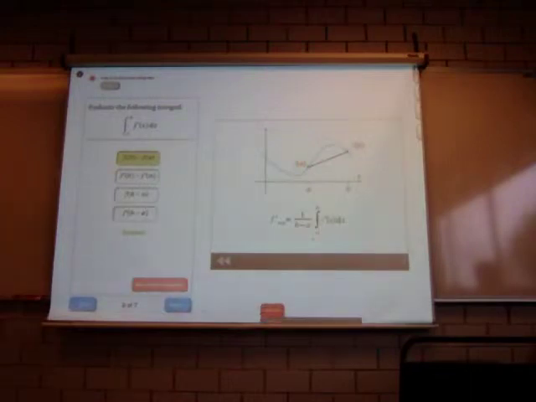F prime of x is the derivative of f of x. That means that the antiderivative of f prime of x is just f of x. To evaluate the integral, we take the antiderivative, f of x, and evaluate it at b and a.